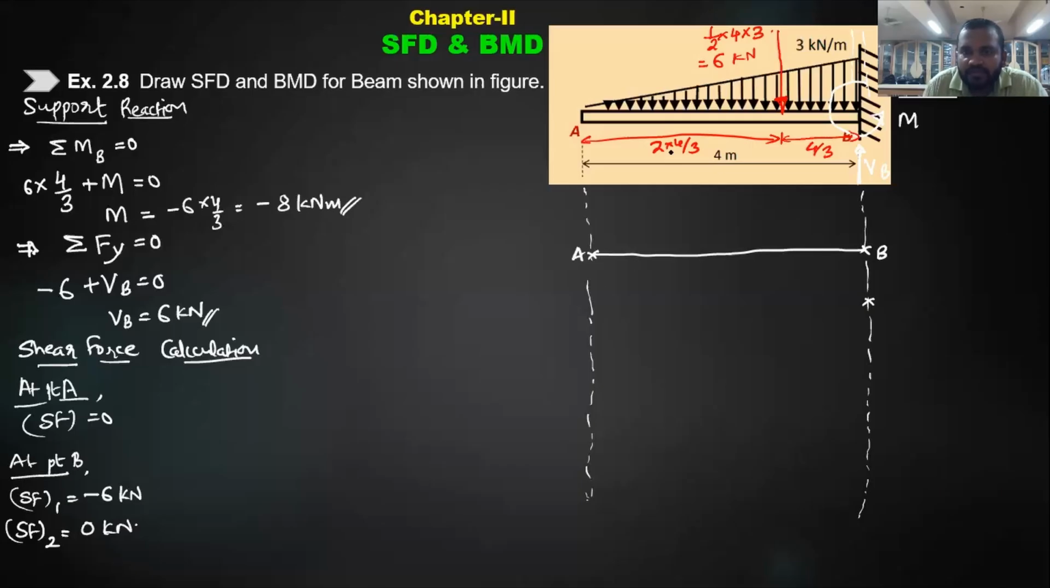Then how will you join this? As this is a UVL, in SFD there will be a parabolic curve, and we want an increasing slope. So increasing slope means the curve will look like this. As you can see, this curve's slope will keep increasing as I move towards point B. If I draw a tangent to the slope, see here, I will give you two tangents.